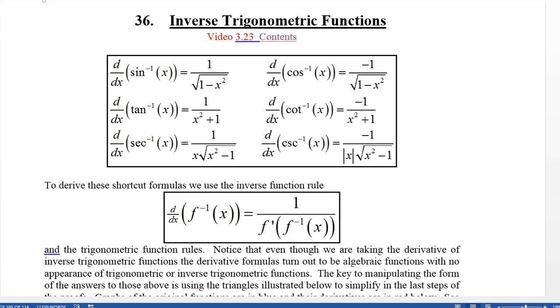This is Jack Jackson. In this video, we're going to be talking about the derivatives of the inverse trigonometric functions. So we're going to derive the formulas. And actually, you can see the formulas in this box here. Now, we'll come back to that.